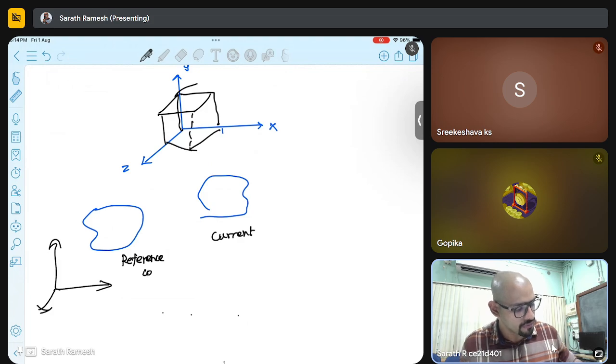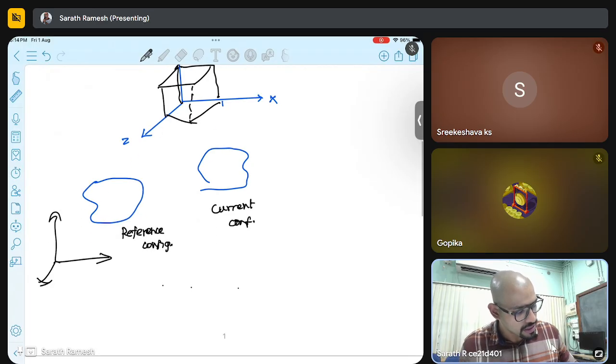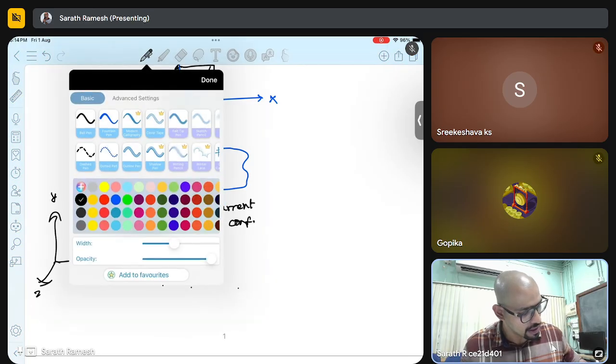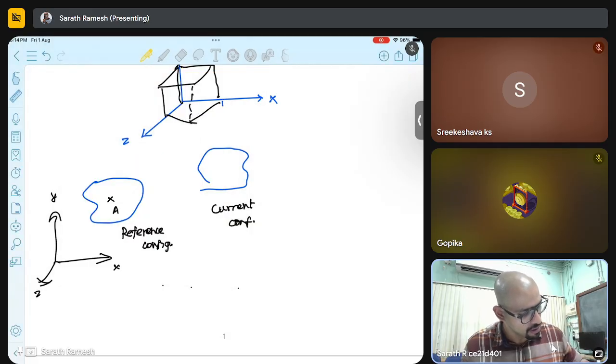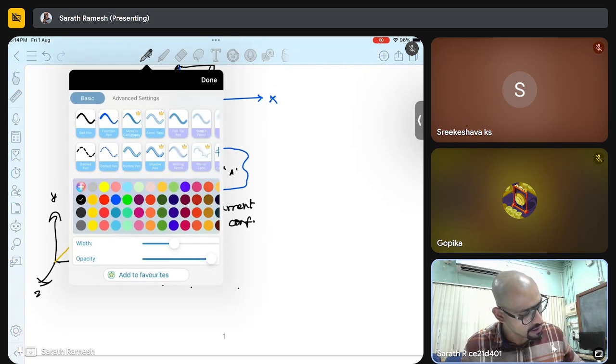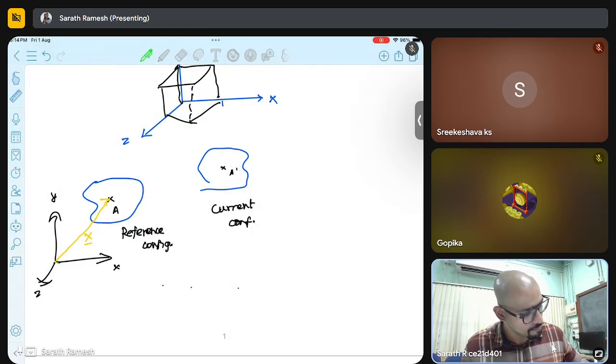So this is the reference configuration, and this is the initial current configuration. Suppose there is a point A here initially, and the position vector of this point A with respect to the x, y, and z axes is, say, capital X vector. The same point, after deformation, will move to somewhere here, A dash.